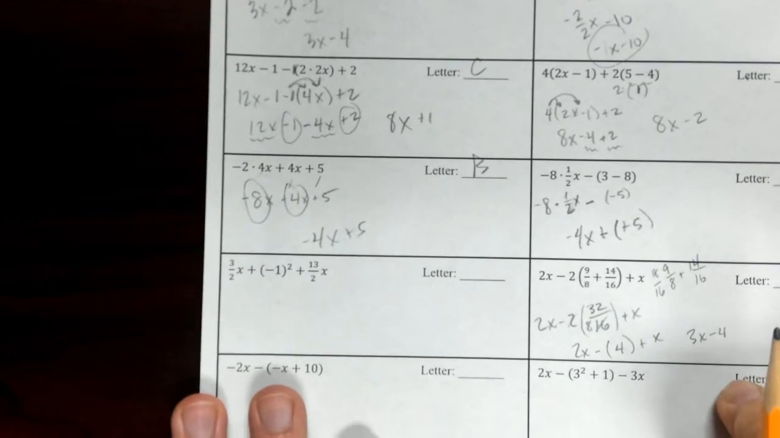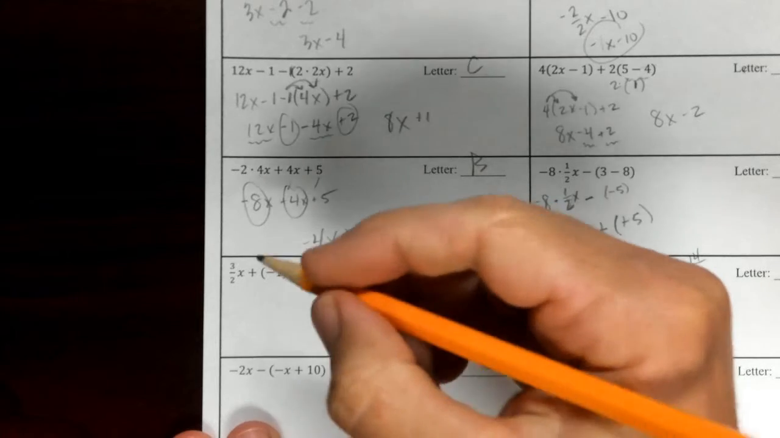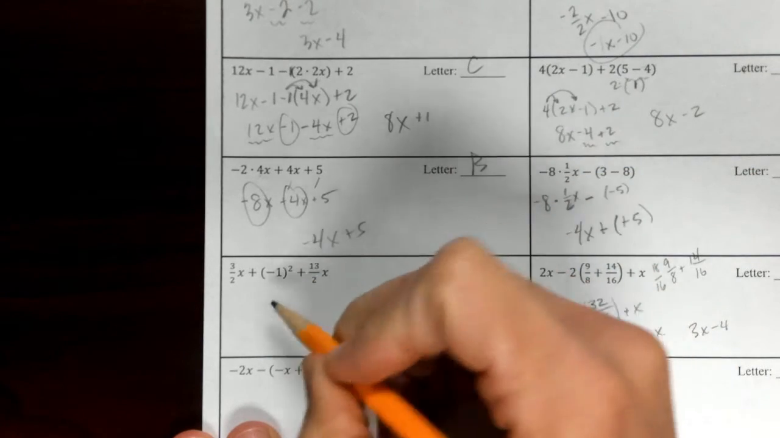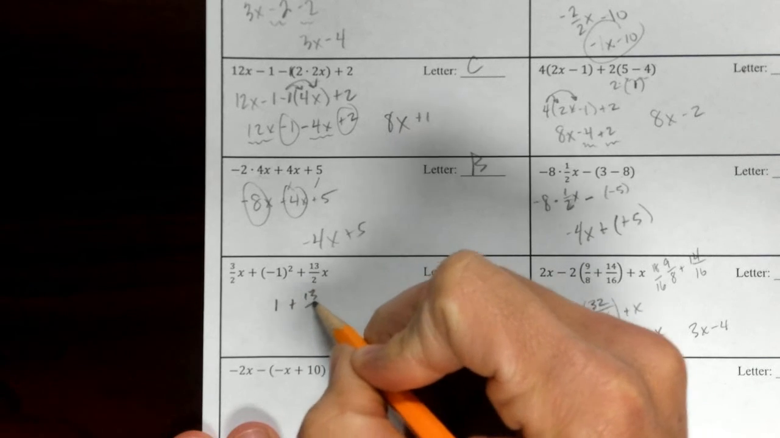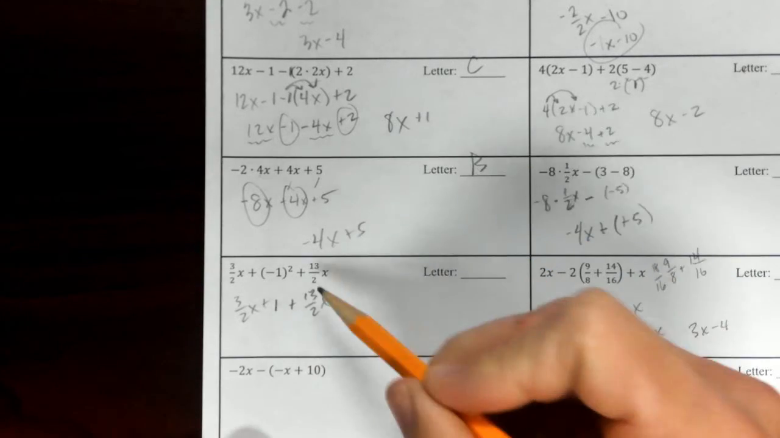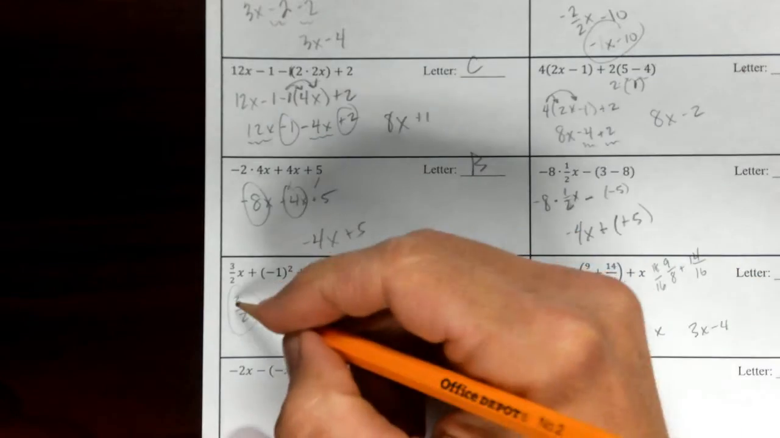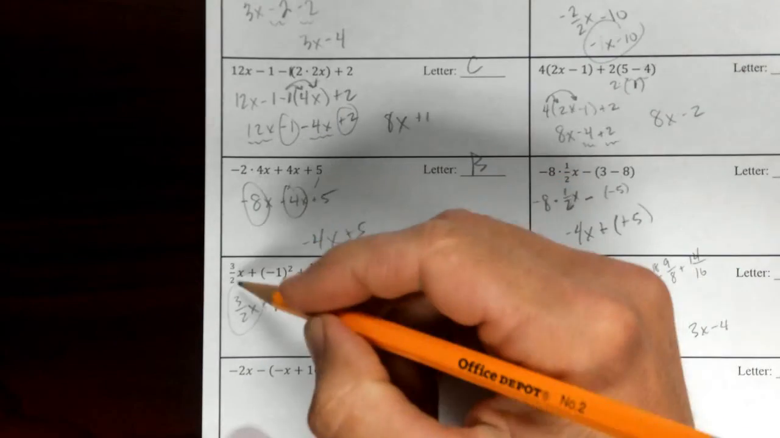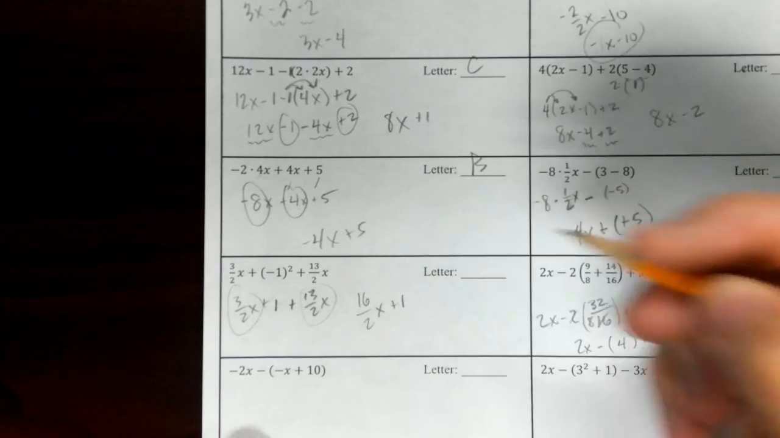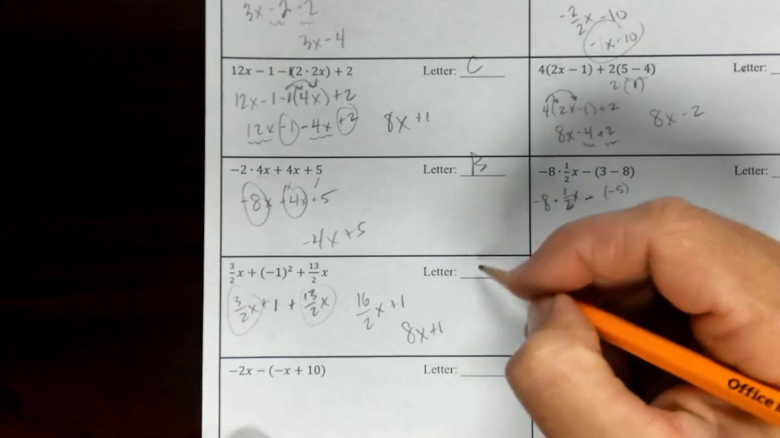Going across, another fraction. We've got 3 halves x plus negative 1 squared plus 13 halves x. All right, so the first thing we're going to do is our exponents. Negative 1 times negative 1 is a positive 1. Now I can add my like terms together, which are those two right there. So we get 13 plus 3. They have a common denominator, so let's go ahead and add. We get 16 halves x plus 1. Now 16 divided by 2 is 8, so 8x plus 1.